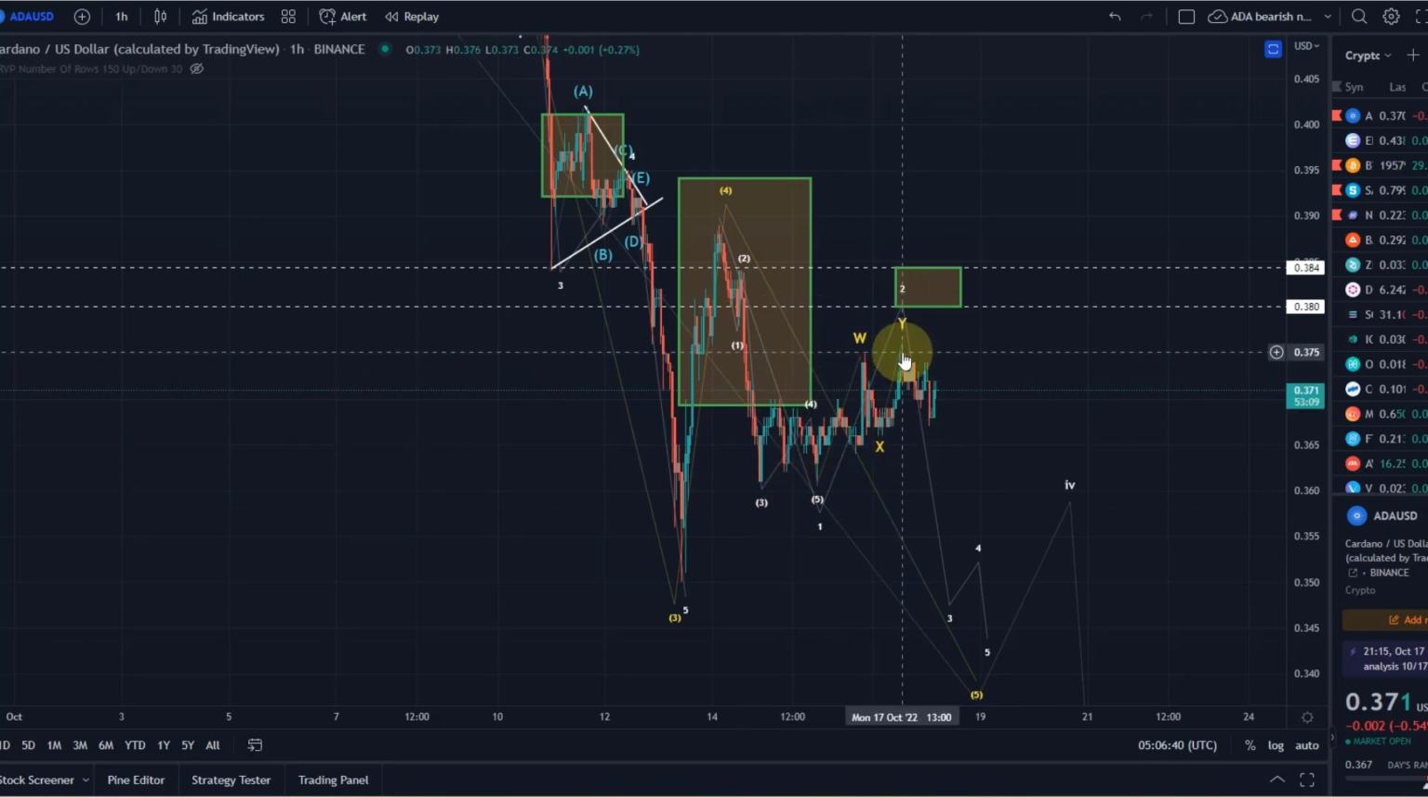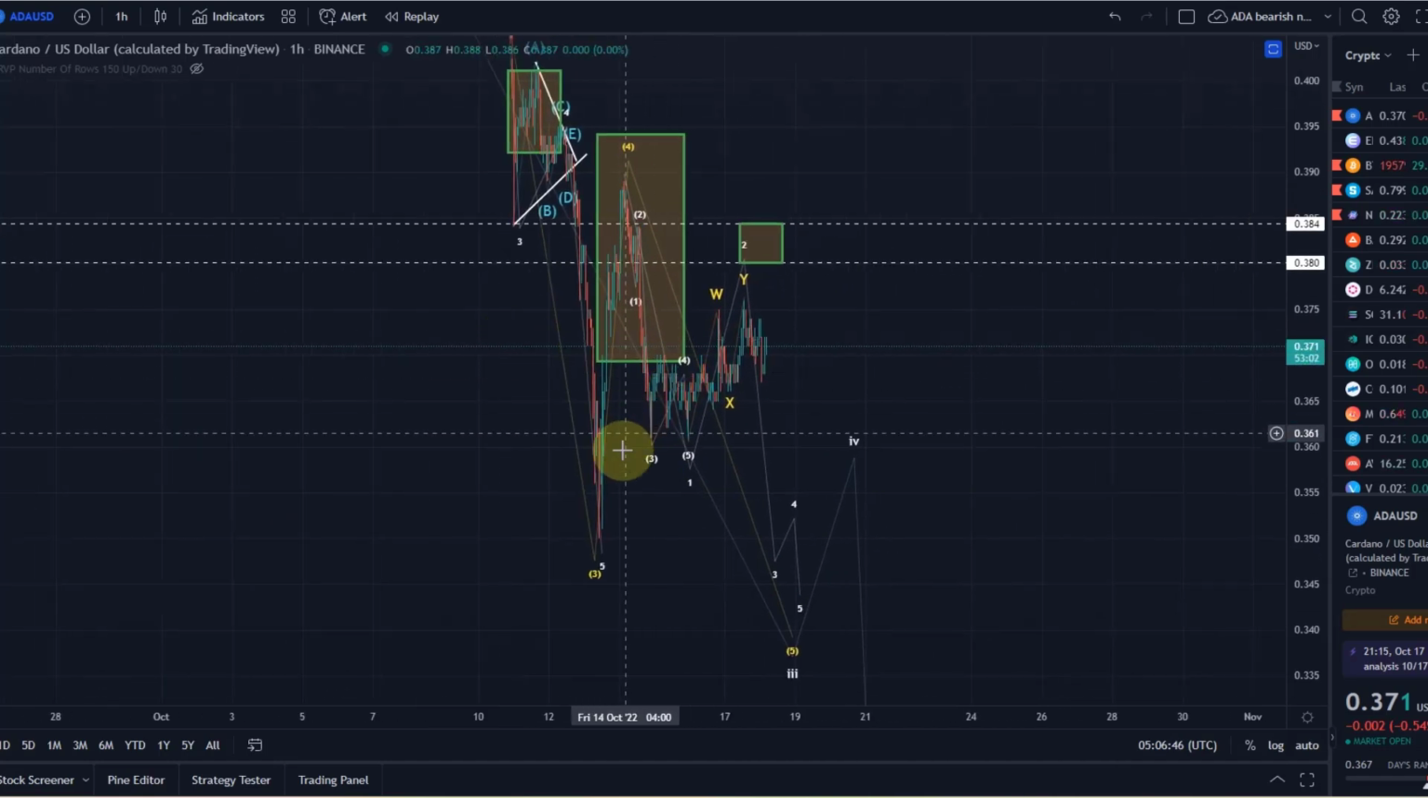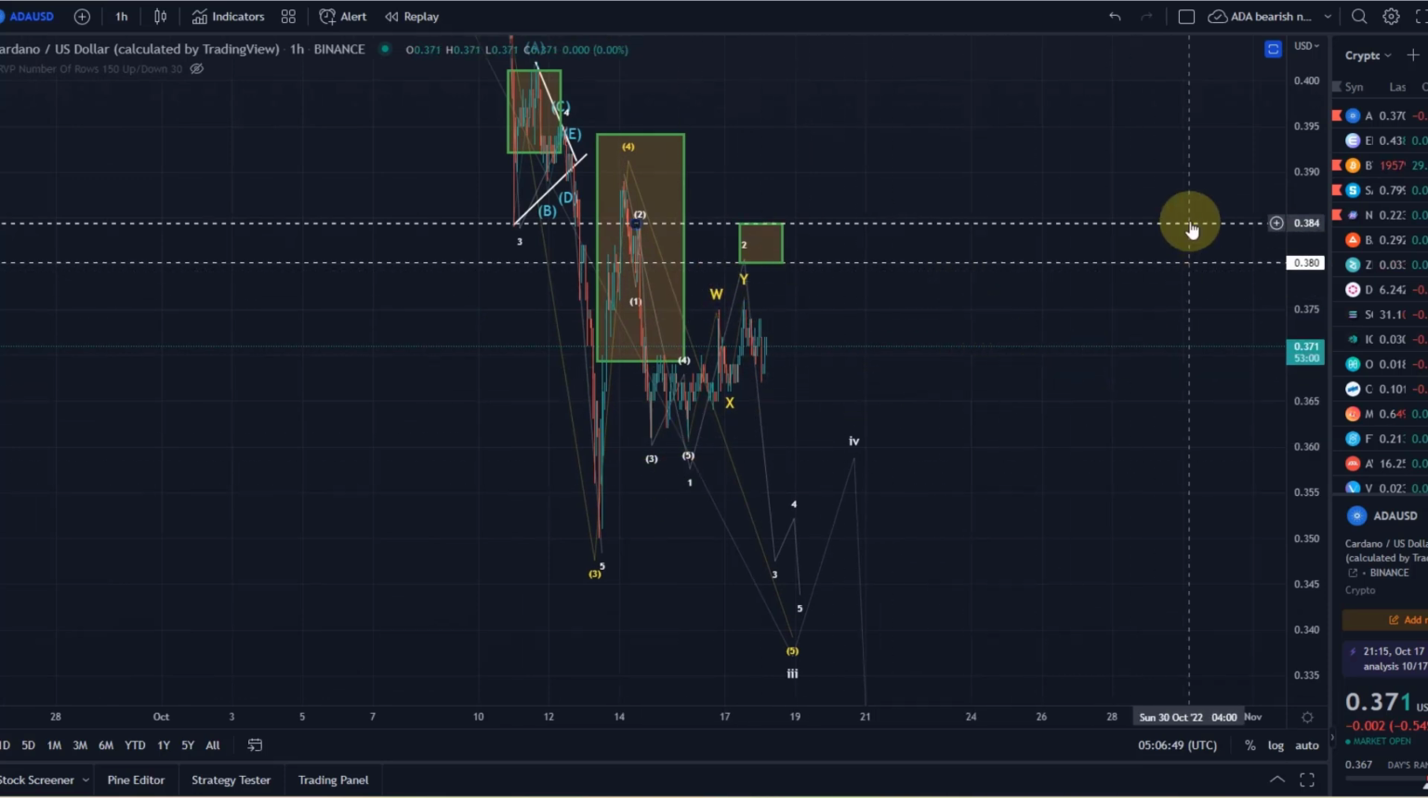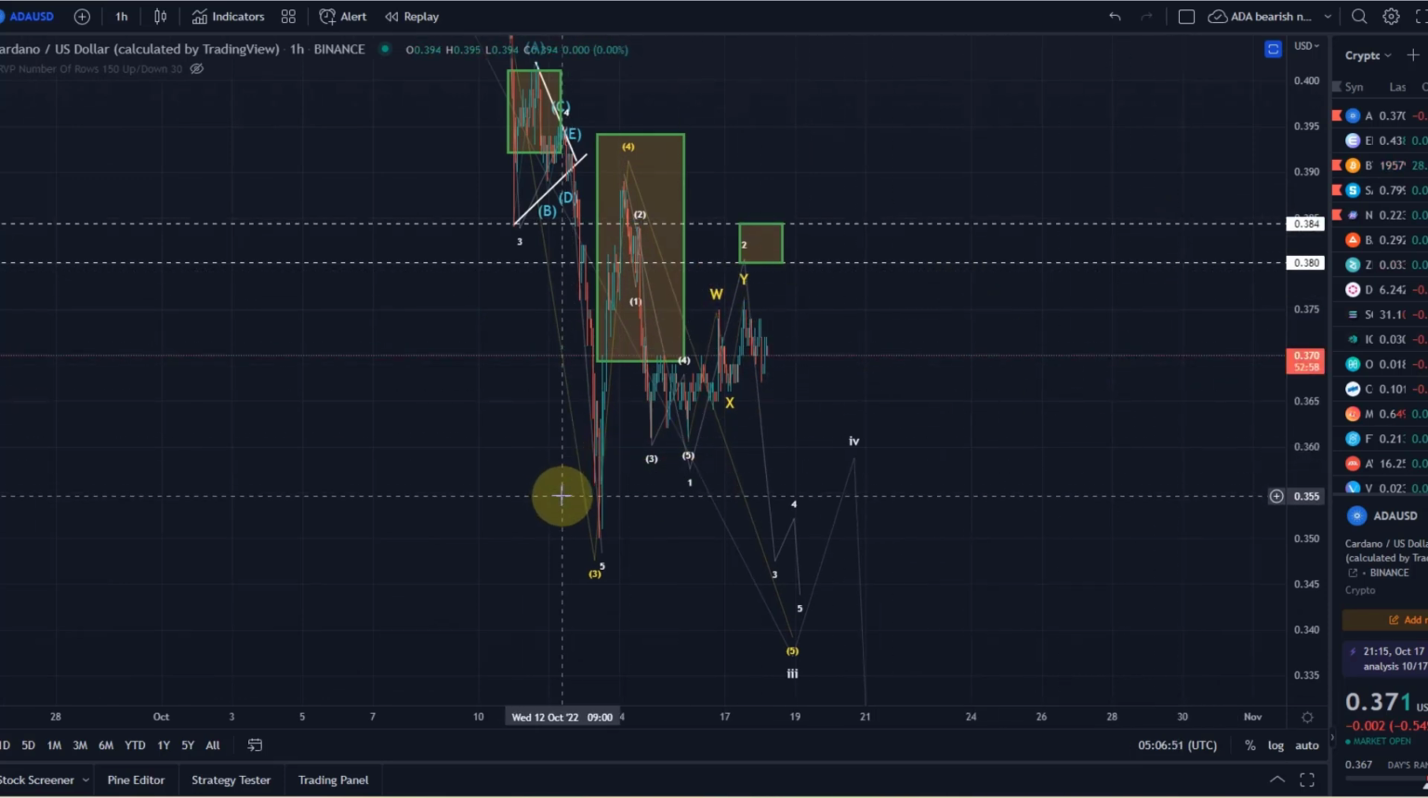We have 3 waves, so it could come down straight away. So just be ready, be awake here. But if this is a triangle, that could be quite a boring sideways range for quite a while.